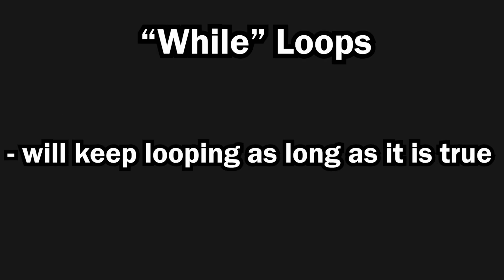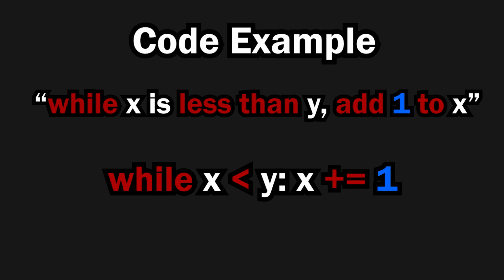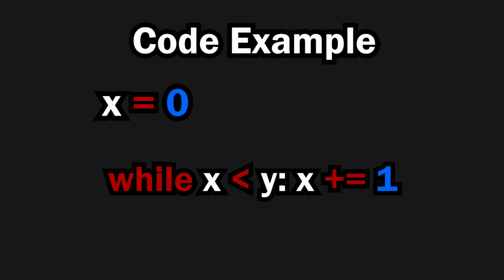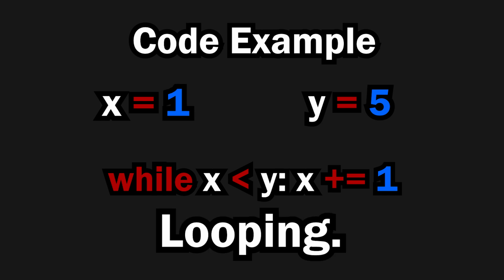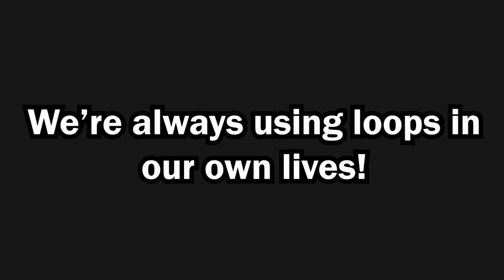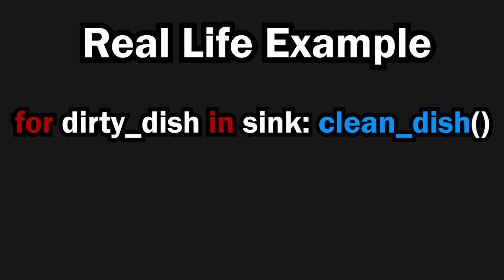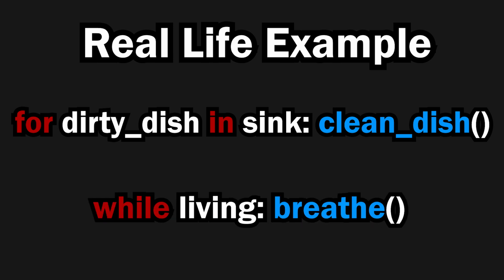Now, for while loops. A while loop will keep going as long as it is true. Here's an example. We can read this as while x is less than y, add 1 to x. If we start x at 0 and y at 5, the while loop will end once x hits 5. We use for and while loops a ton in our own day-to-day lives. For example, for every dirty dish, clean dish, while living, breathe.